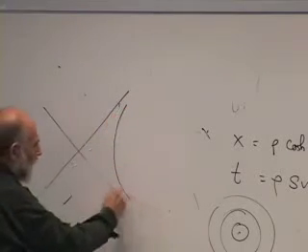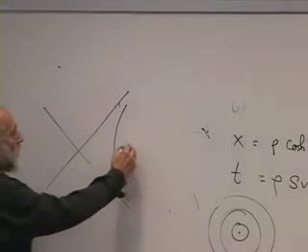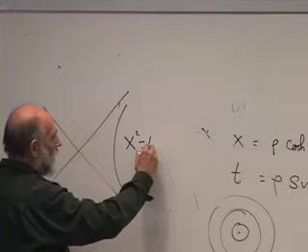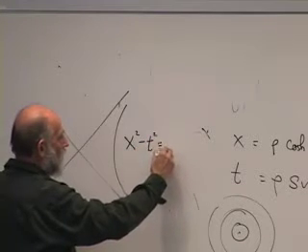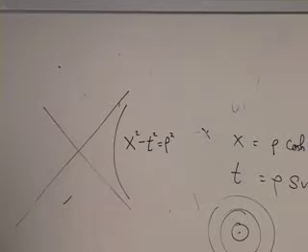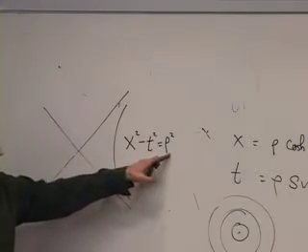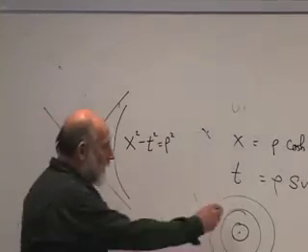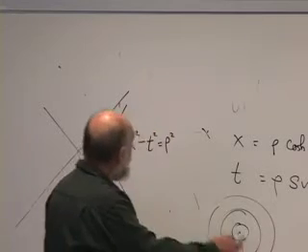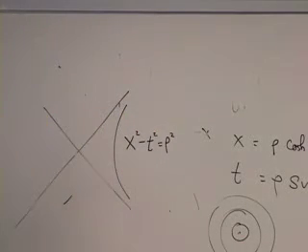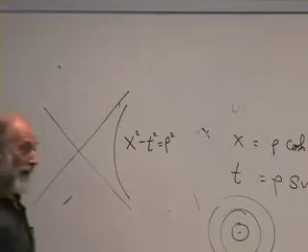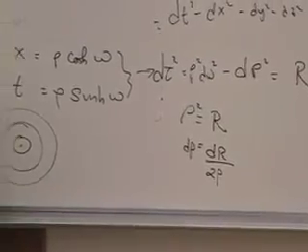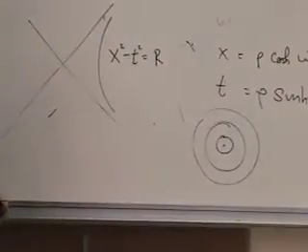Each one of those hyperboloids, or hyperbolas, corresponds to, let's see what it is, x squared minus t squared equals rho squared. Each one of those hyperbolas corresponds to a different value of rho. And precisely the same way as for a circle, we would have x squared plus y squared equals rho squared. Here we have x squared minus t squared equals rho squared, which happens to be what I called r, also known as rho squared.